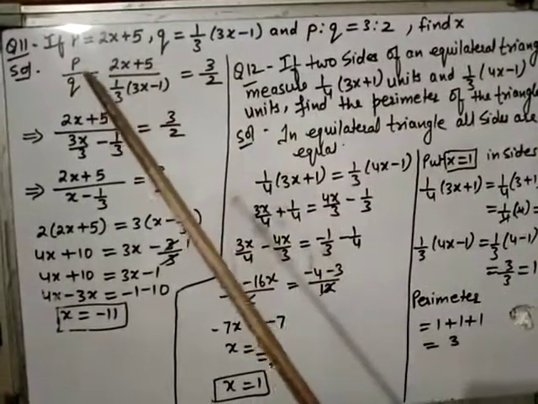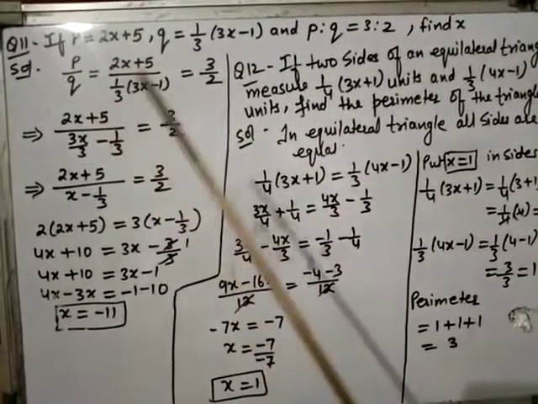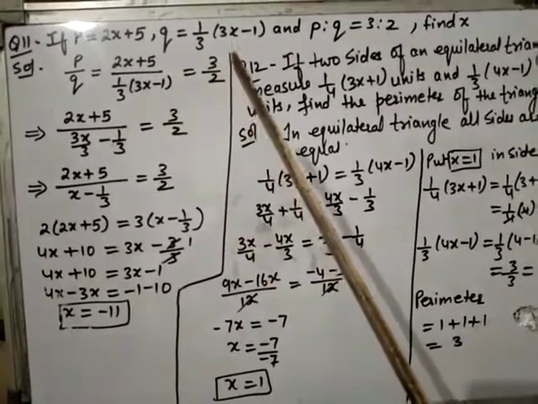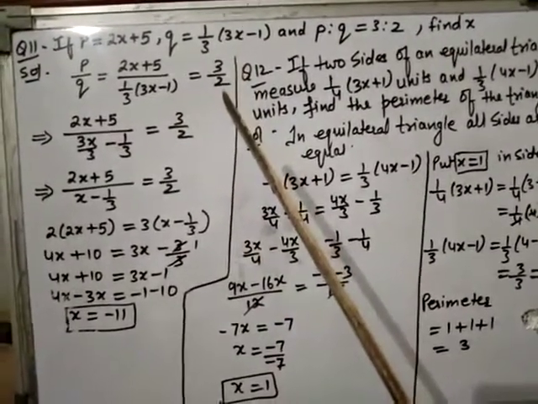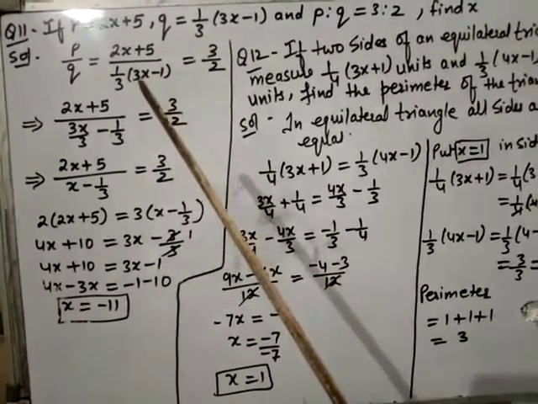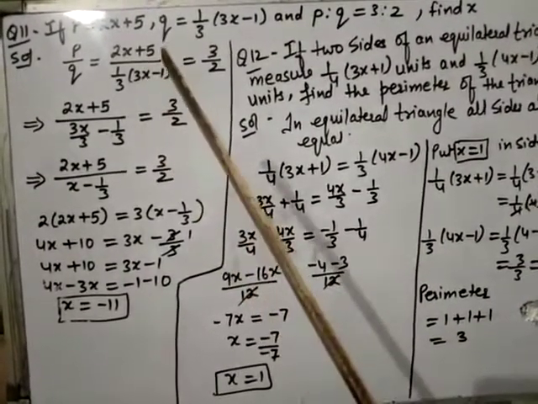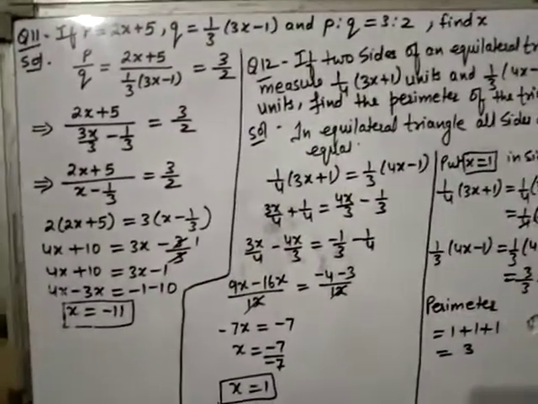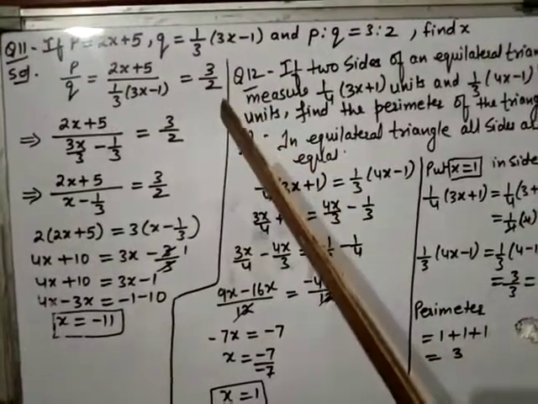What is given here is that p upon q, the value of p is given, the value of q is given, and it is in the form of ratio which is equal to 3 upon 2. So now what we are observing, when we are substituting p upon q, we are getting 2x plus 5 upon 1 upon 3 into 3x minus 1 equal to 3 ratio 2.